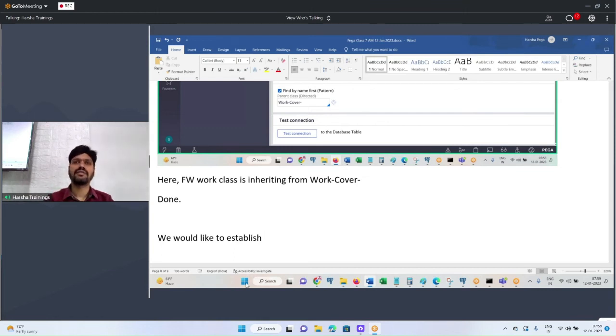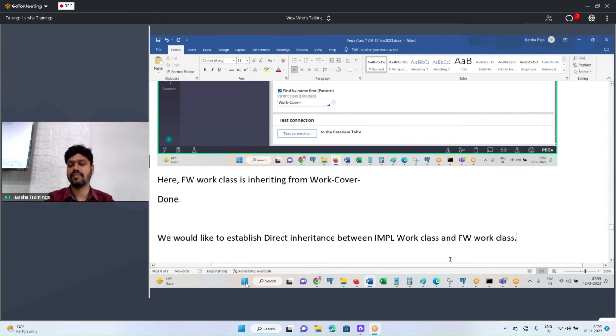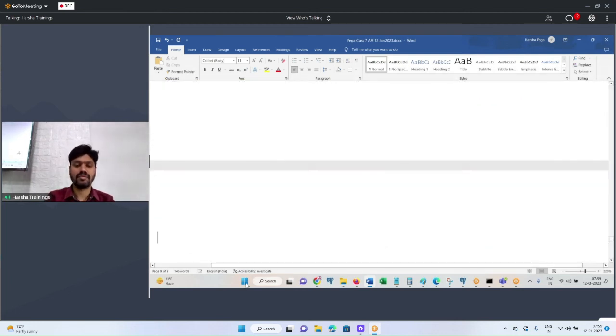Even in the same application, with two classes, one class cannot access functionalities of another class unless there is an inheritance relationship. Then how can another application access? It cannot access. So what we need to do? We need to establish. That's what we are doing now. We would like to establish direct inheritance between the implementation work class and whichever framework application or whichever other class you want to treat as the parent.